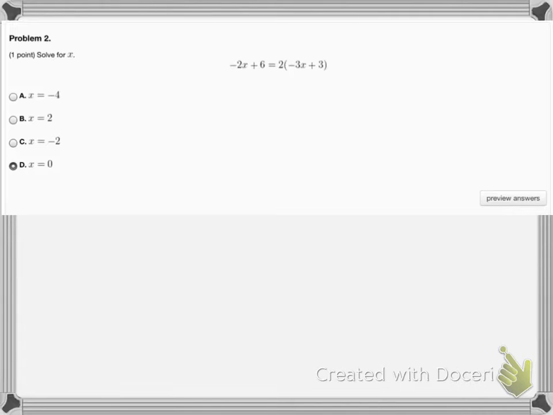So number 2, step 1, we need a distribution, right? 2 times negative 3x and 2 times positive 3. So we get a new equation. We copy the same thing on the left and right hand side. 2 times negative 3x, negative 6x. And then 2 times 3, you got positive 6. Let me emphasize these two multiplications. This is 2 times negative 3x, and this is 2 times positive 3. So it's the distribution step.